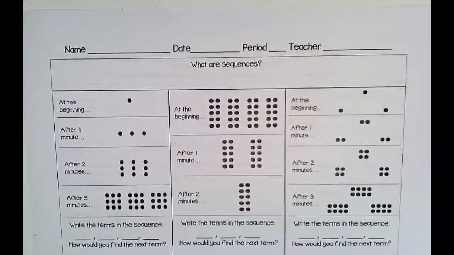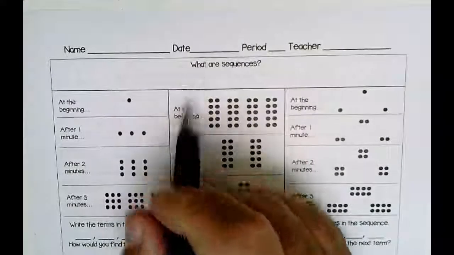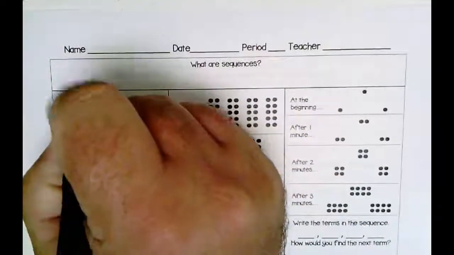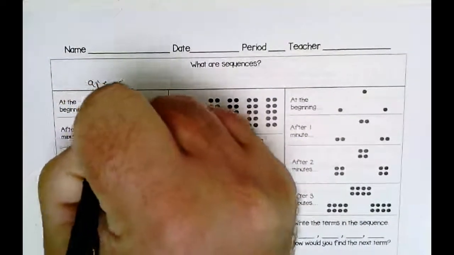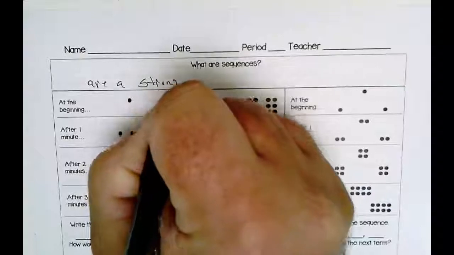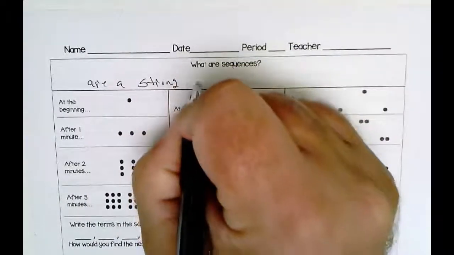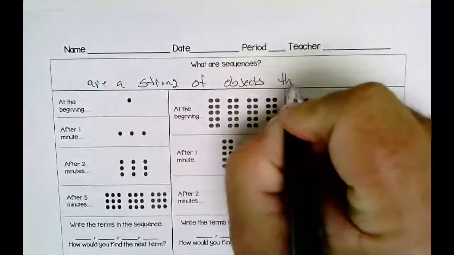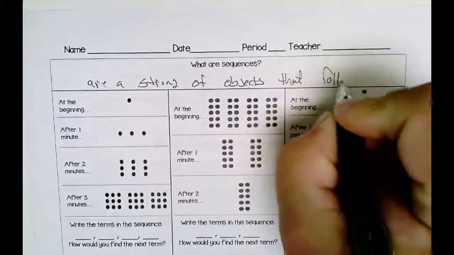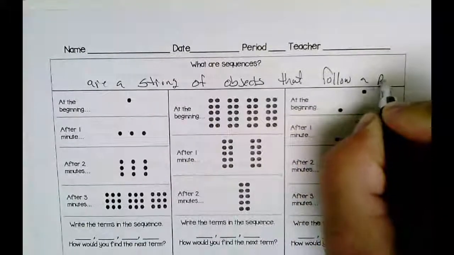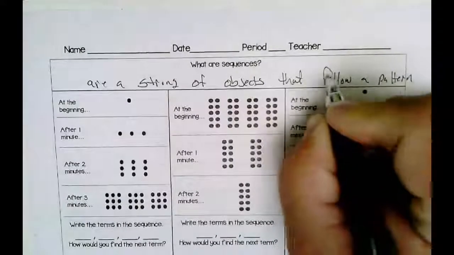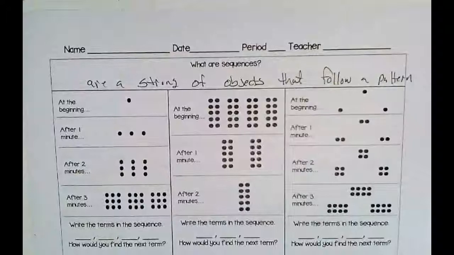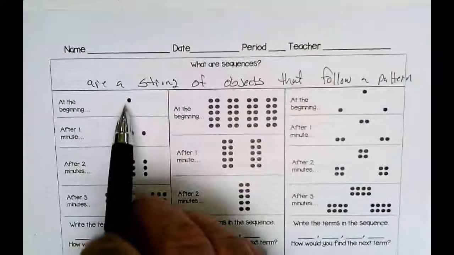All right, today we're going to be talking about geometric sequences. Okay, so we're going to go through these guided notes. So what are sequences? Sequences are a string of objects that follow a pattern. Okay, a string of objects that follow a pattern. So let's look at our first sequence.